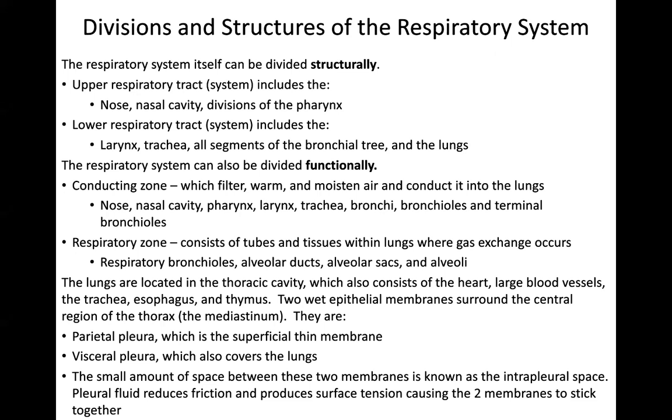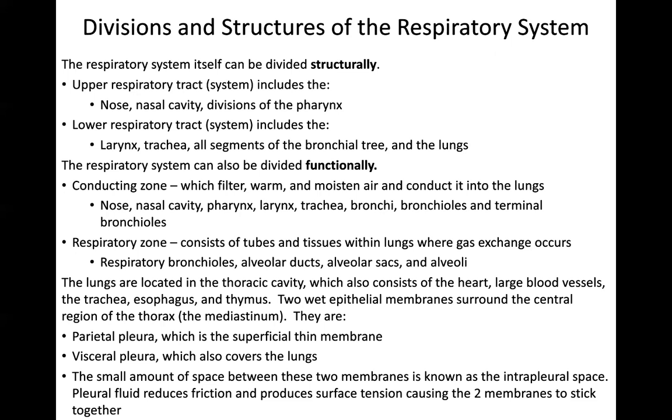Surrounding our lungs are two wet epithelial membranes, a parietal and a visceral pleura. These are very important because they affect breathing in and breathing out. They are pretty similar to the pericardia that we talked about the other day that surround our heart. Surrounding your heart, we learned that there's a parietal and visceral pericardium. In the case of the lungs, these are now the parietal and visceral pleura. The parietal pleura is a thin superficial membrane which lines the thoracic cavity, and then the visceral pleura covers the lungs.